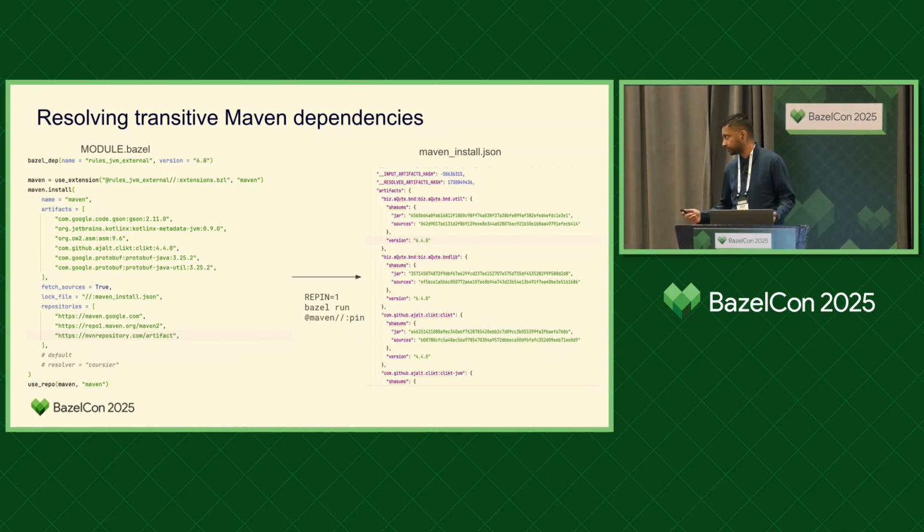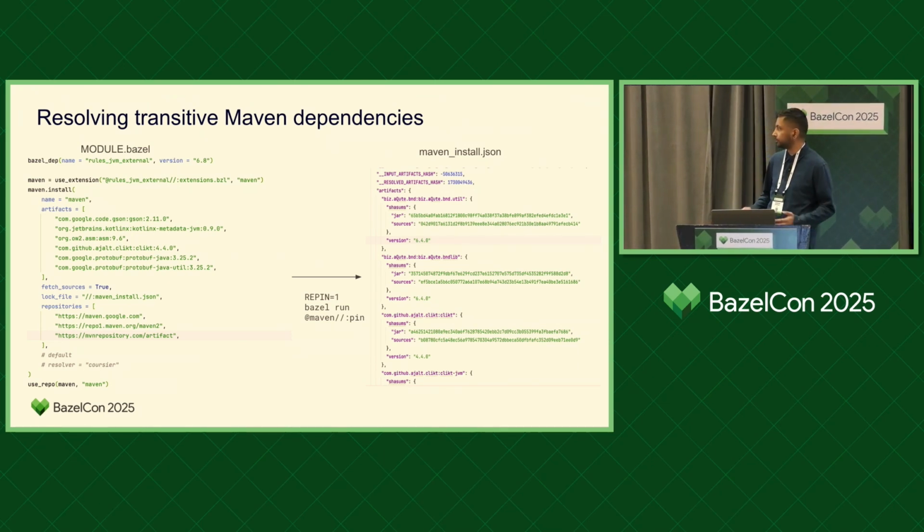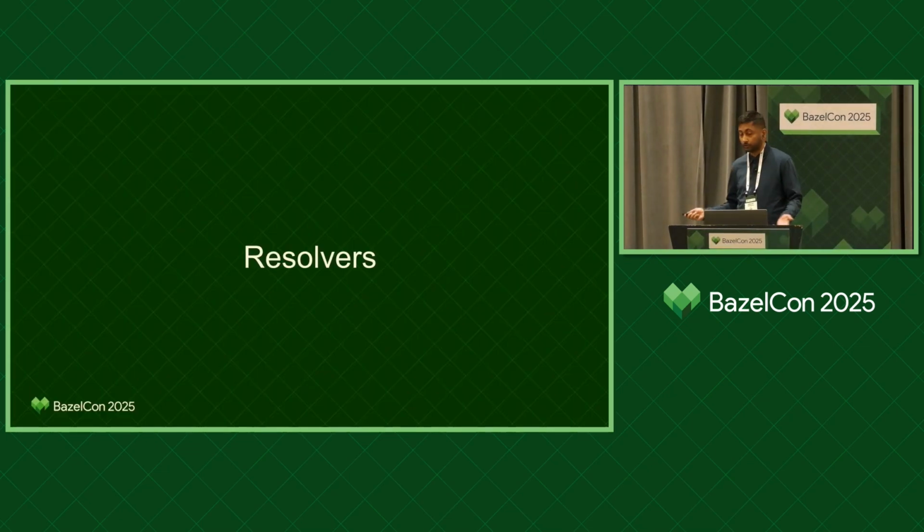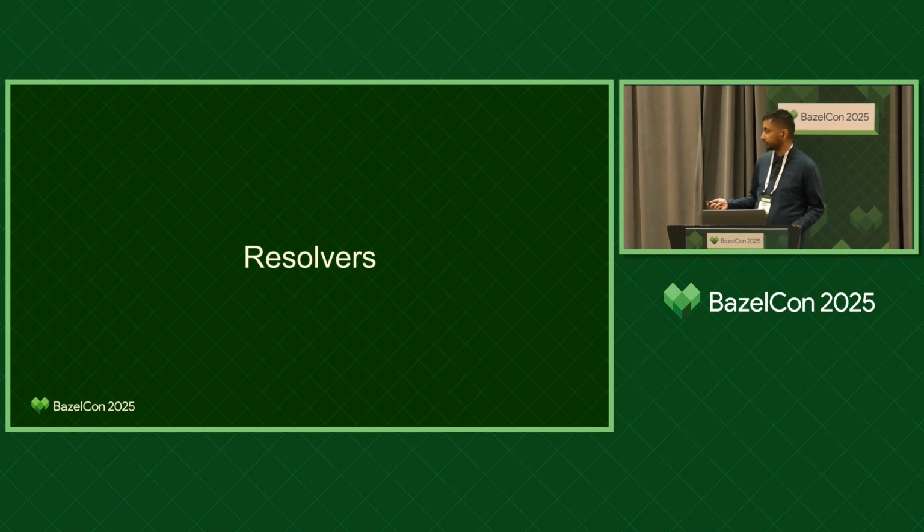By default, it's Coursier, which has been the case for a long time. It works pretty well. But that's a good segue for us to get into the resolvers. So as I mentioned, Coursier.